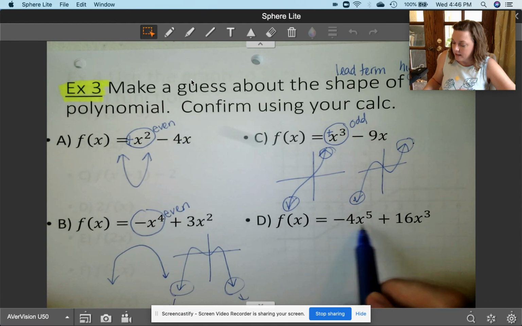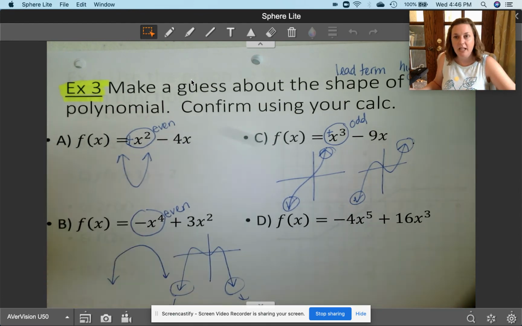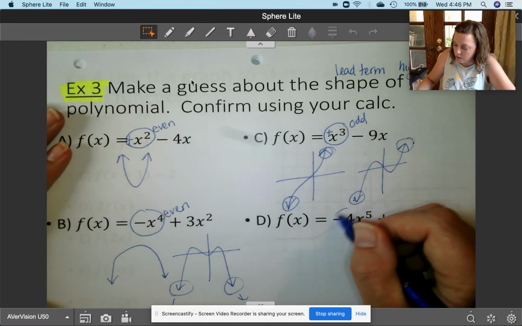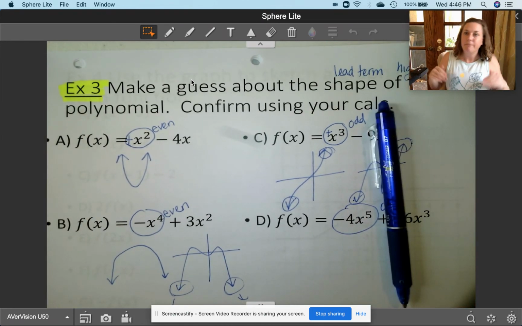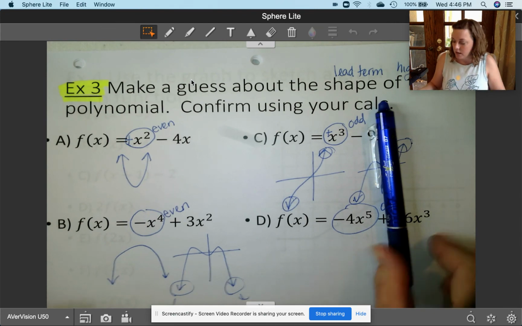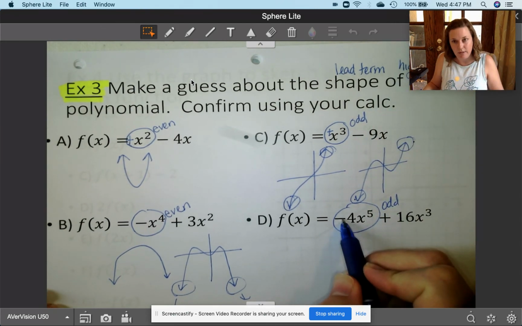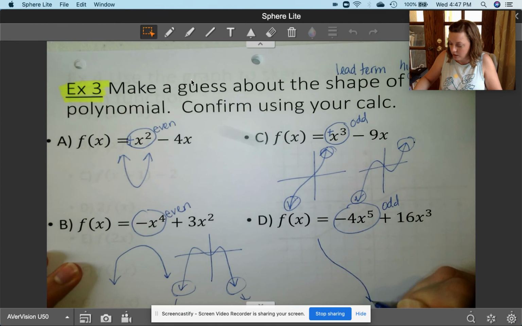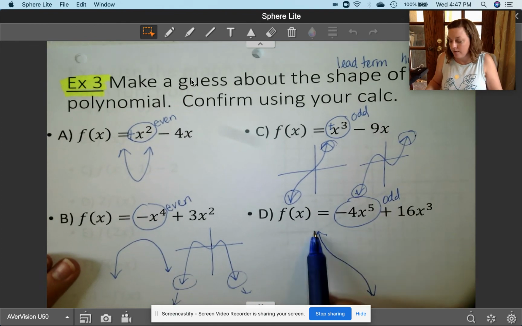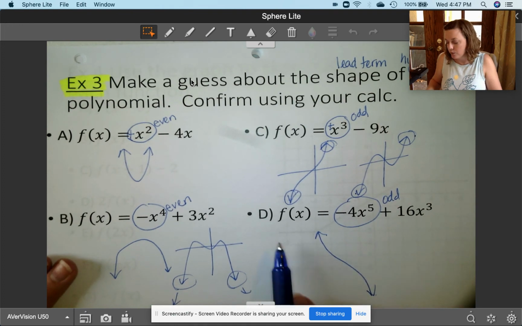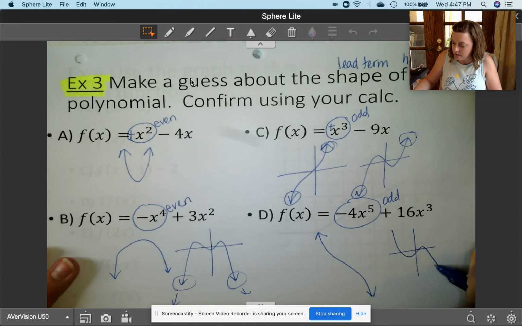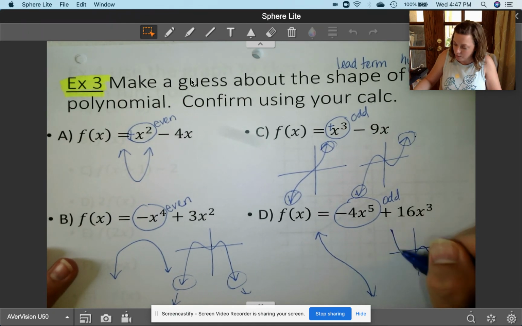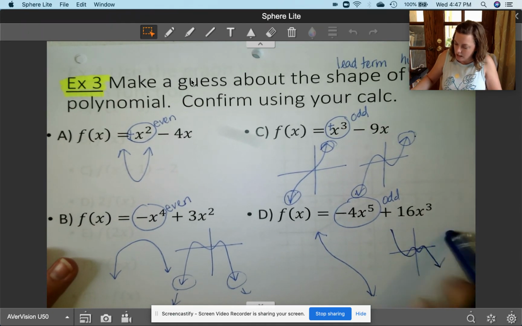Here we have negative 4x to the 5th. Again, I don't know the shape of this thing, but I know the leading term has an odd power. So it's odd arms, and we don't know which one it is. So this has a negative in front. So it should be going downhill from left to right. So it starts up high, ends down low. We always read from left to right. And maybe if you were to actually graph this, it might have some more bumps in it, like that.